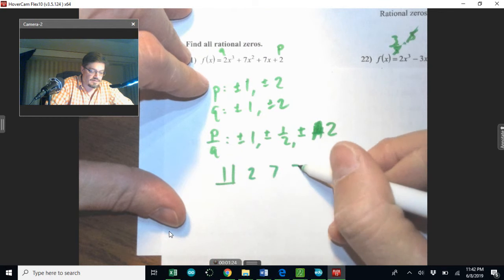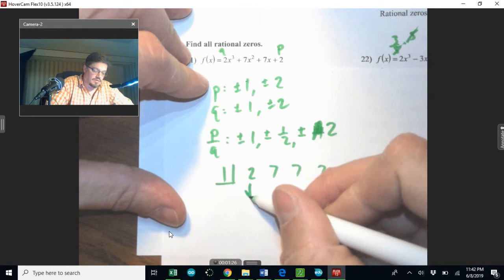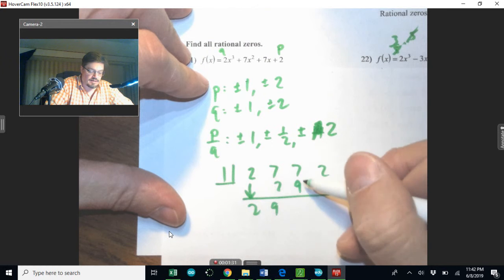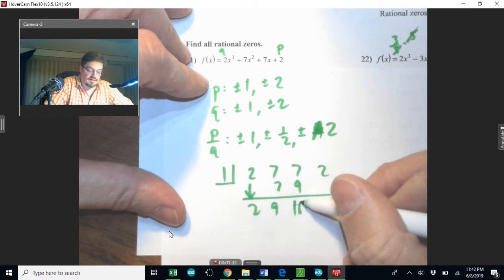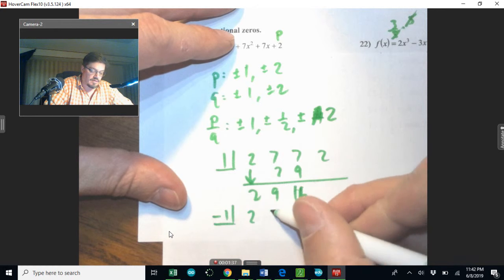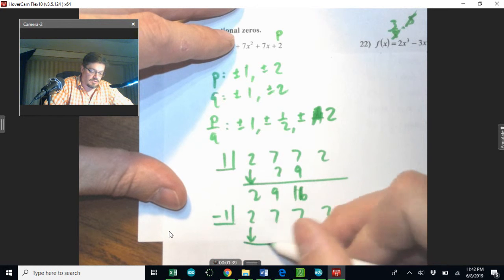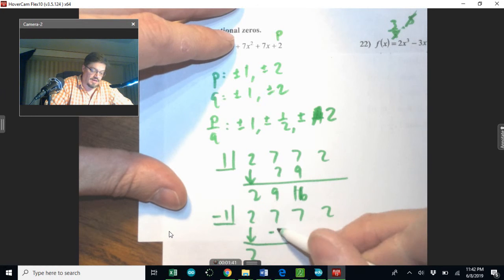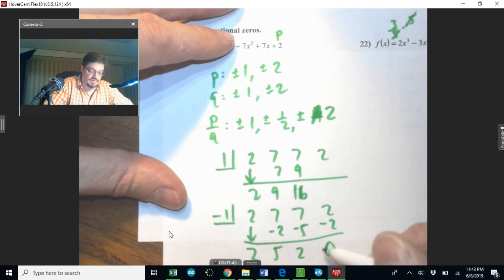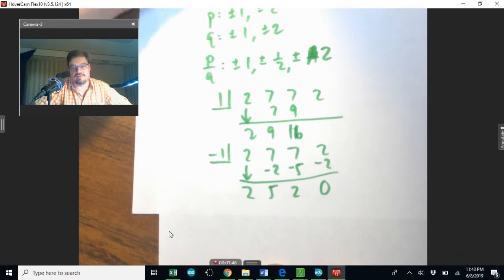2, 7, 7, 2. 2, 2. That's 9, 9. That's going to be 16. That won't work. Okay, so now let's try -1. Drop the 2. That'll be -2. That'll be 5. That'll be -5. That'll be 2. -2. Got it. Okay, so -1 is one of my roots.